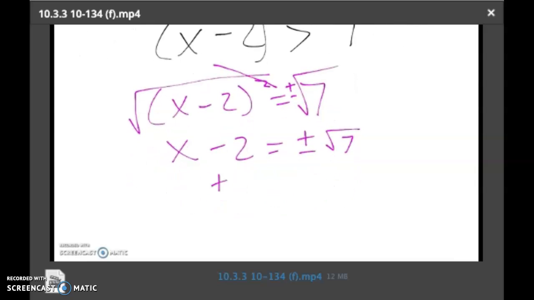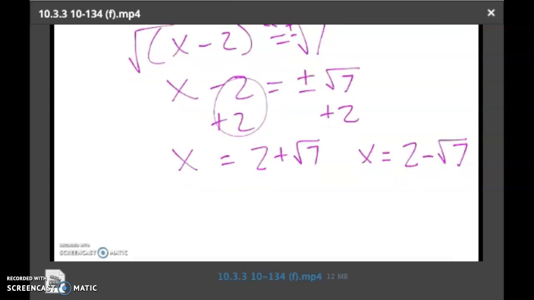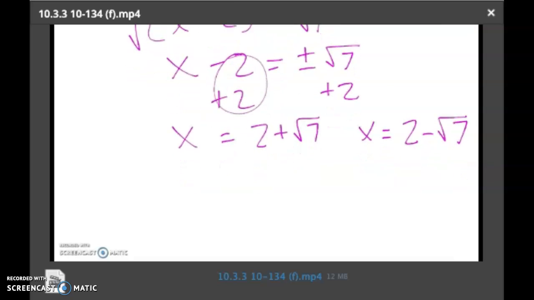And then I'm going to add 2 to both sides to get x alone. So we have x equals 2 plus the square root of 7, and we also have x equals 2 minus the square root of 7. All right, so I'm going to substitute these numbers into my calculator and see what I get for the decimals approximately so I can graph these.